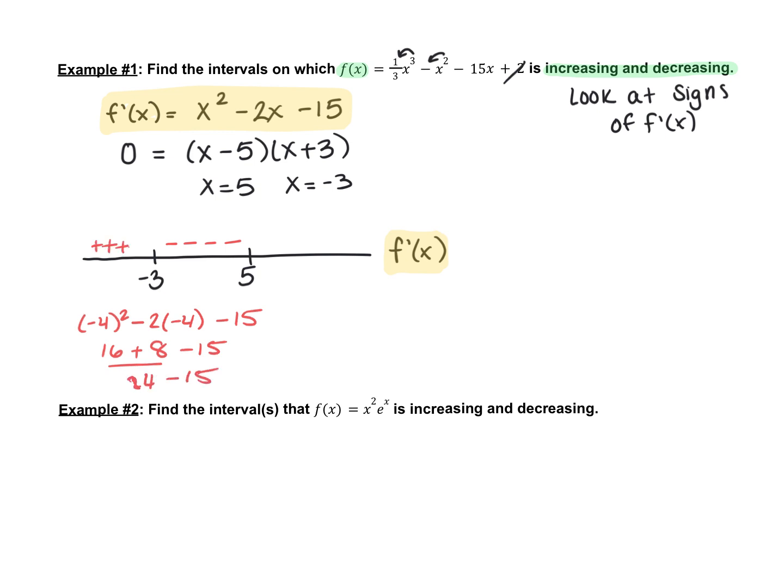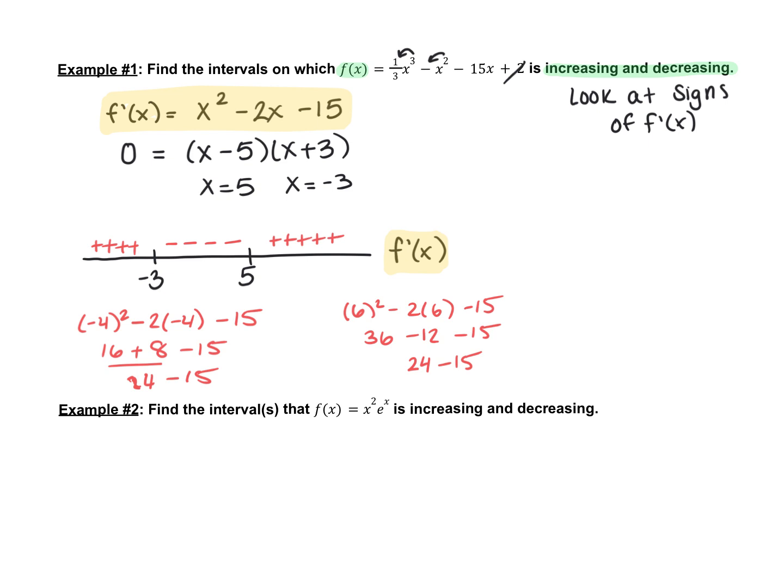That works for me. And let's just test a value over here, bigger than 5, so say 6. So 6 squared minus 2 times 6, minus 15. So 36 minus 12, and then minus 15. So that's 24. Minus 15 will also be positive, so life is good there.